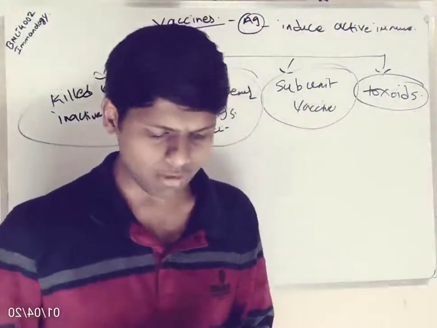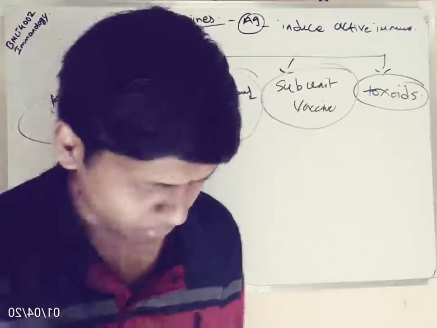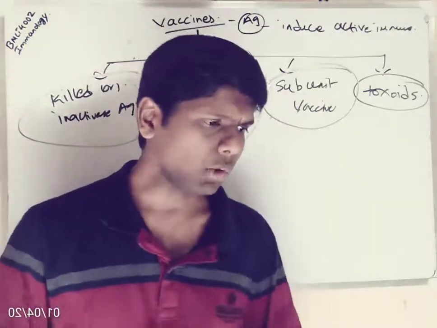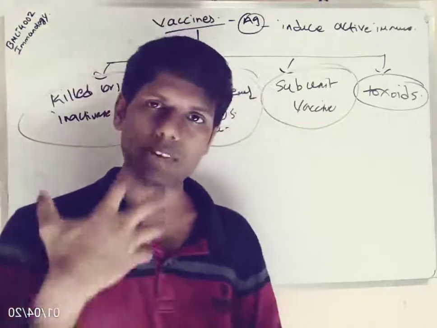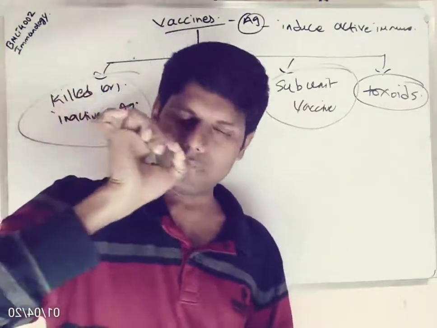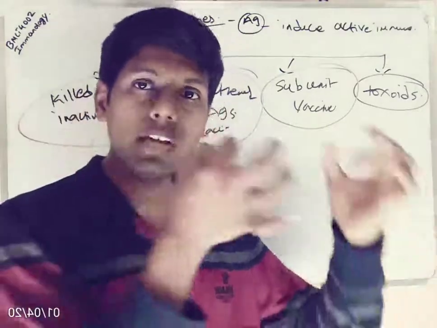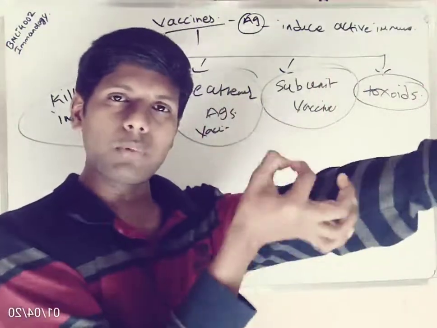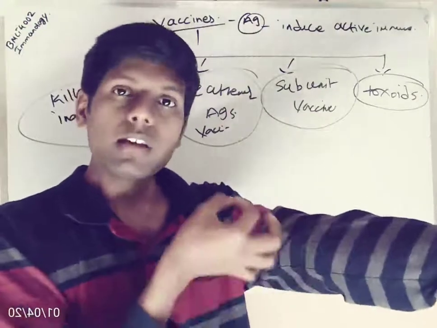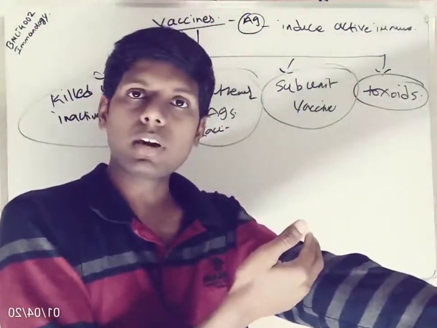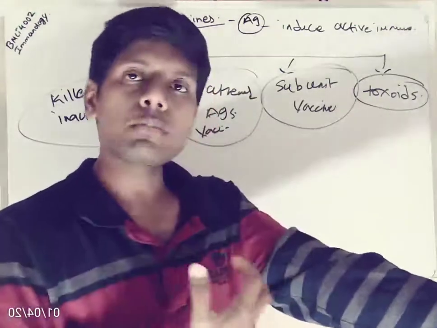So what are killed vaccines? Let me give you one example. The best example is the polio virus. The polio virus can be given in two forms. Either I can completely kill the virus and give the killed, dead virus into my body. When I give the killed polio virus, the body will think, okay, some virus has entered my body, and it will start developing antibodies towards the virus.